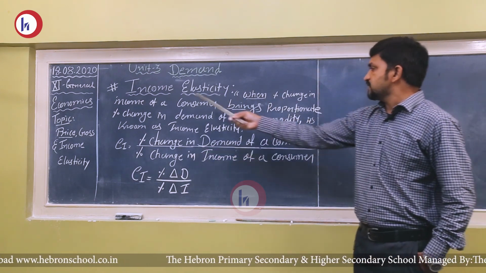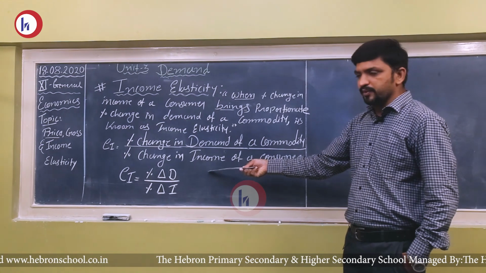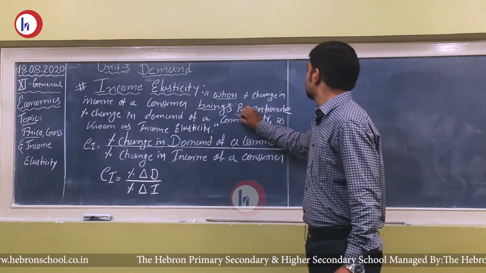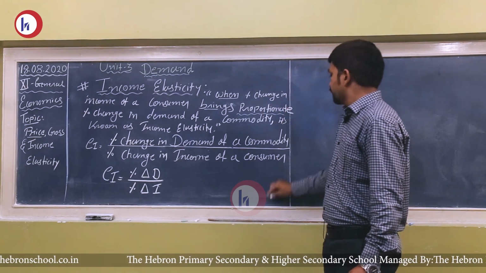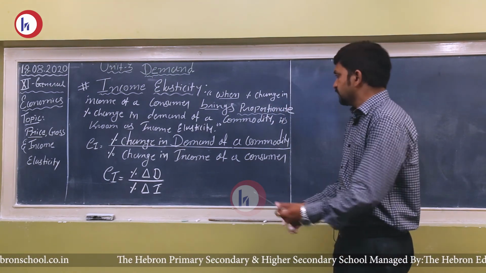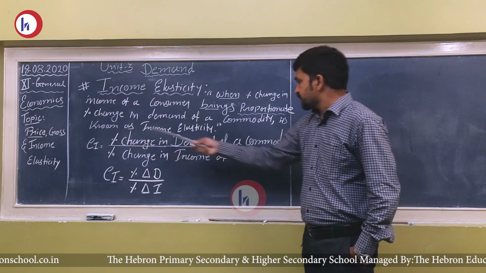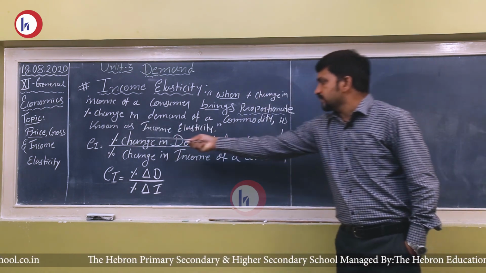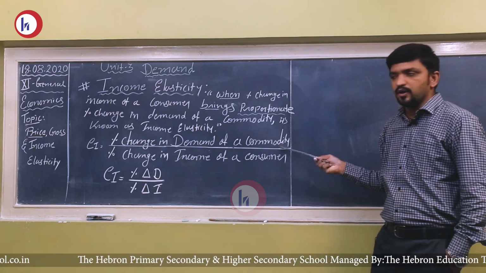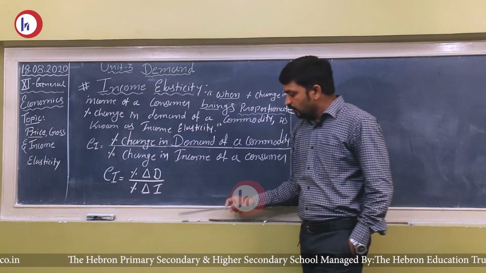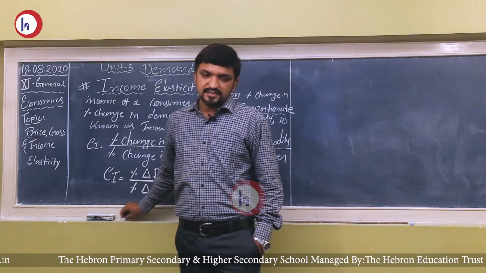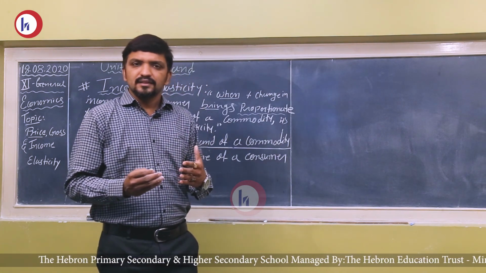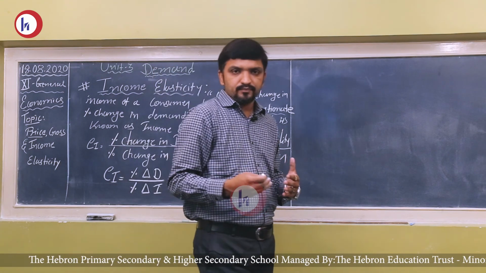When percentage change in income of a consumer, the denominator, brings proportionate, then again the whole numerator, brings proportionate percentage change in demand of a commodity, it is known as income elasticity. Now, exactly what is this income elasticity?